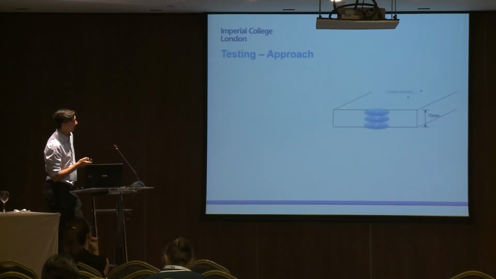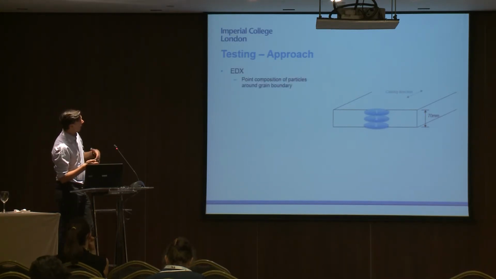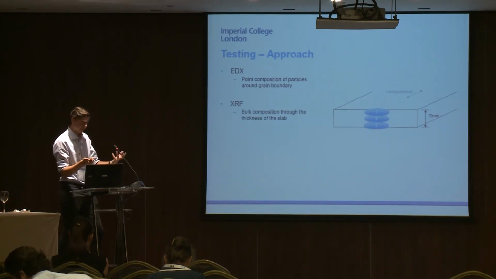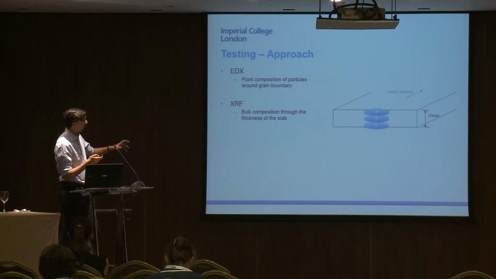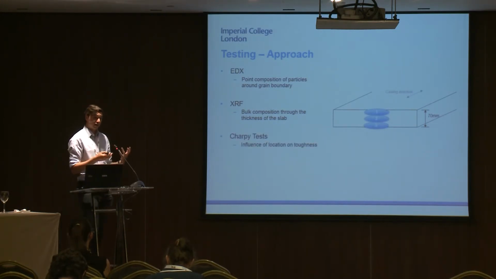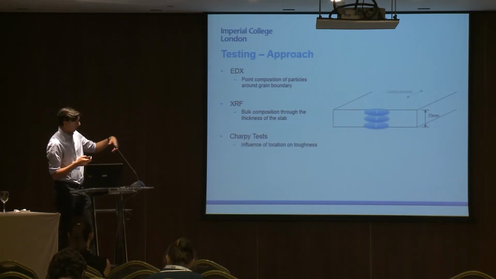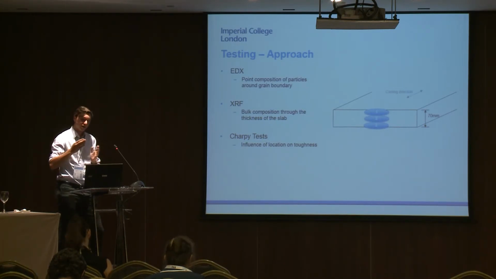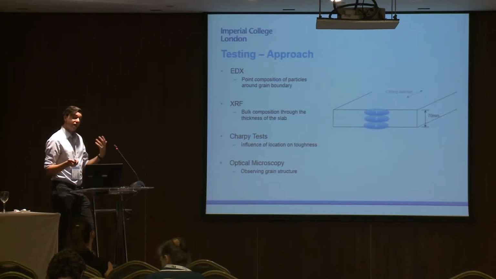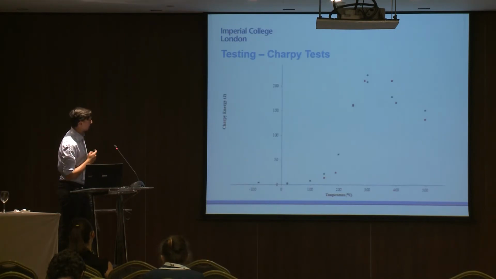So for our approach to testing, we've got this as-cast slab. We're looking at 3 different locations from top to bottom. We're going to do EDX, looking at the composition of particles, specifically around the grain boundaries where we think this fracture might happen. We're looking at XRF, which is the bulk composition through the thickness of the slab. We're also going to take a look at Charpy tests through the location of the slab, analysing where that ductile to brittle transition might be. And we're then going to look at optical microscopy, looking at the grain structure through the thickness of the as-cast slab.